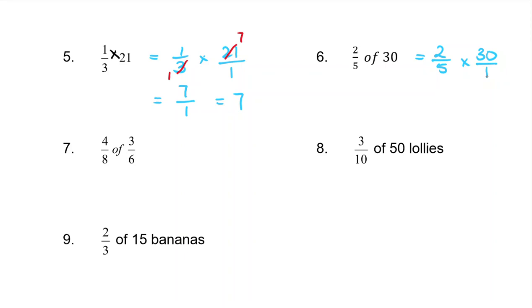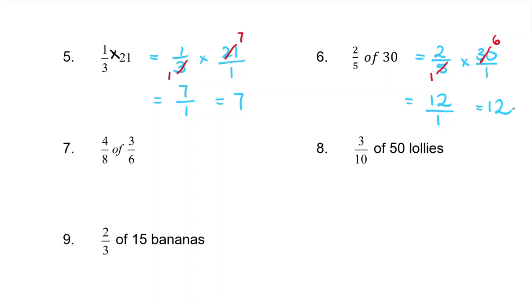Okay, check the diagonal. 2 and 1, nothing. 5 and 30? Yes. Divide by 5 to get a 1 and a 6. All right. Timesing horizontally. 2 times 6 is 12. 1 times 1 is 1, which means that the answer is just 12.